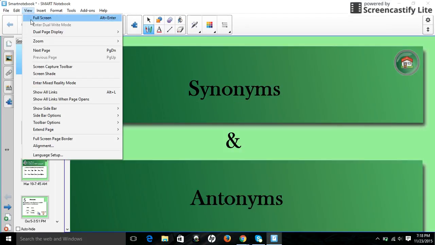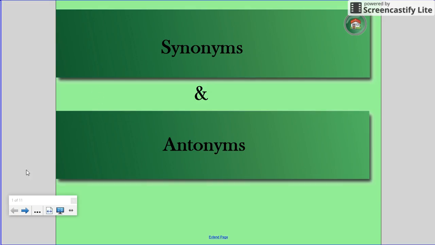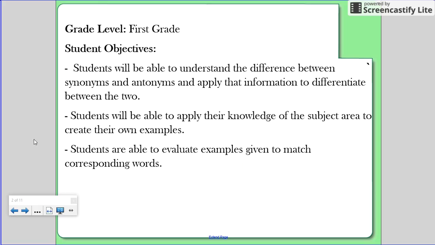Alright, so today we'll be learning about synonyms and antonyms. What I want you to take away from this lesson is that you'll be able to understand the difference between a synonym and an antonym and apply that information to differentiate between the two. For example, if a student were to ask you tomorrow what the difference between a synonym and an antonym were, you'd be able to tell them, just like if I were to ask you as well.